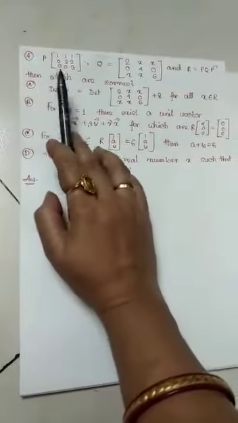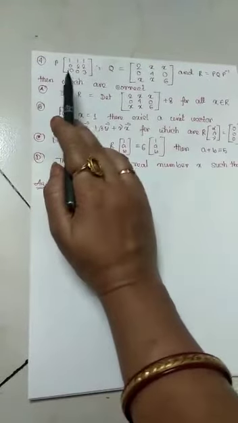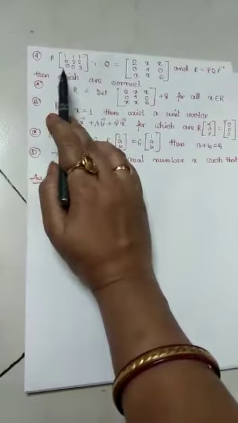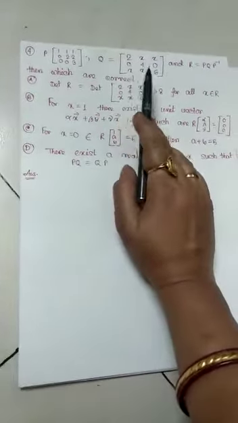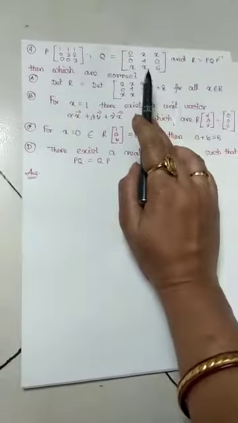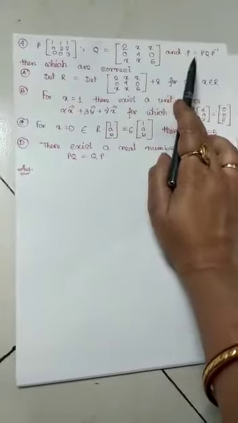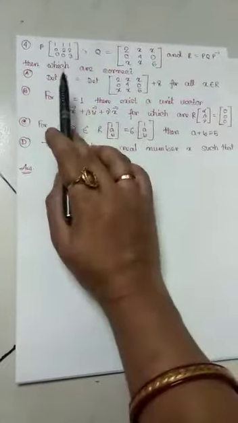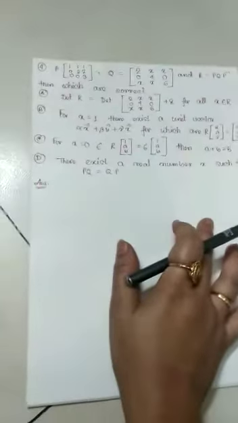JEE 2019 Paper 2, question number 4. P is the matrix 1 1 1, 0 2 2, 0 0 3, and Q is another matrix 2 0 x, x 4 x, x 0 6, and R equals P Q P inverse. Then which options are correct? Here are 4 options. Let's try to solve it.